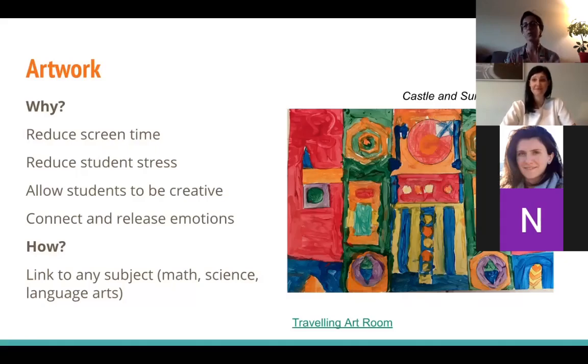It also allows students time to process. So they're not actively doing something to produce work, but they are stepping back and allowing more of a creative flow to emerge. And in doing that, they're reducing their stress, but they're also connecting and releasing their emotions. And that is important whether you're 5 or you're 25 or you're 45, frankly. So, implementing art in any way you can.